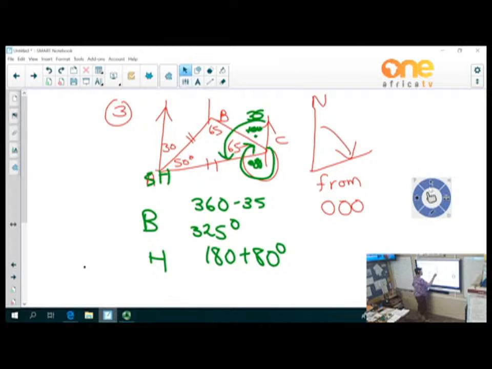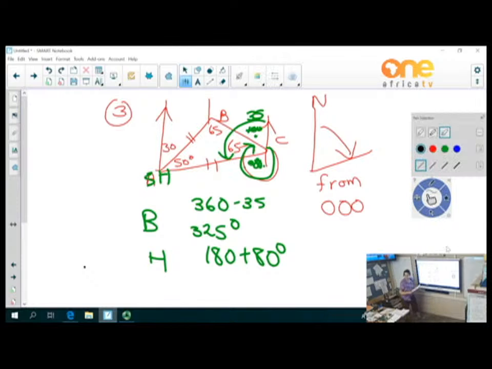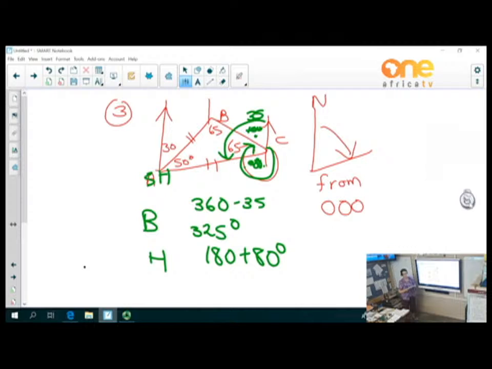Because this is 180, the straight line here is 180, and then I add that extra 80 there. Turn your paper like this, then you can see it. This is parallel lines, and this one is 80, so the other one must be 100 degrees. It's parallel lines. Your north lines are parallel here. Yeah, then you're alternating.